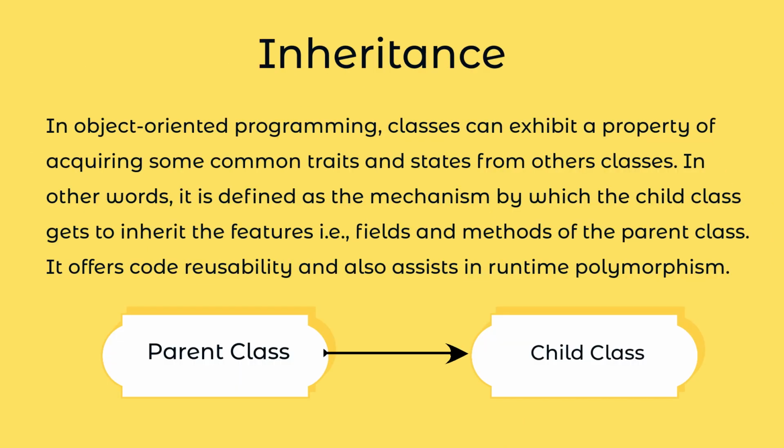In object-oriented programming, classes can exhibit a property of acquiring some common traits and states from other classes. In other words, it is defined as the mechanism by which the child class gets to inherit the features, i.e., fields and methods of the parent class. It offers code reusability and also assists in runtime polymorphism.